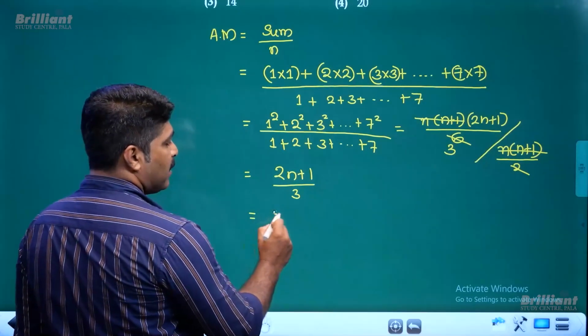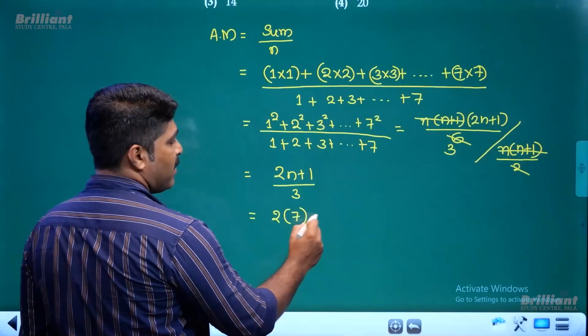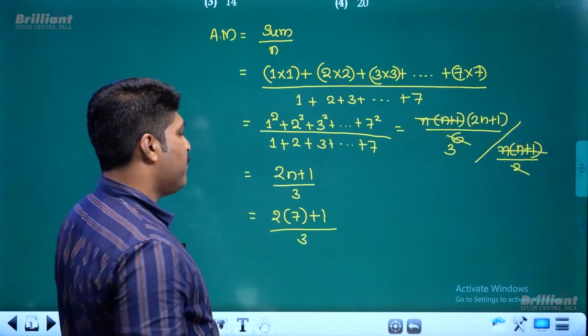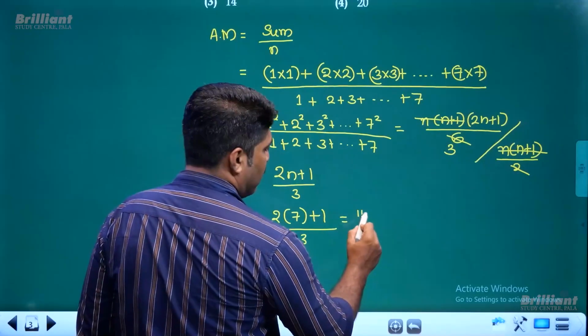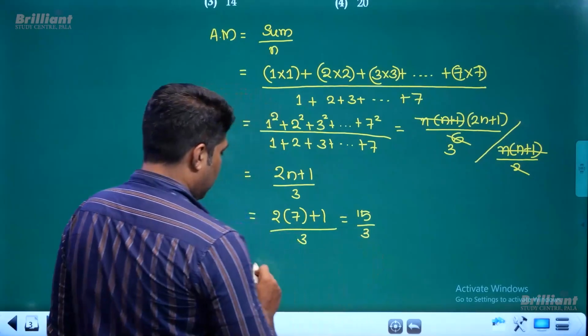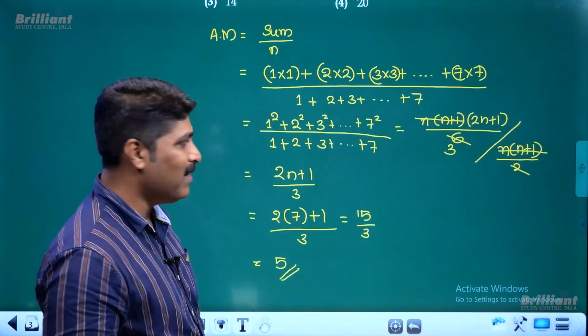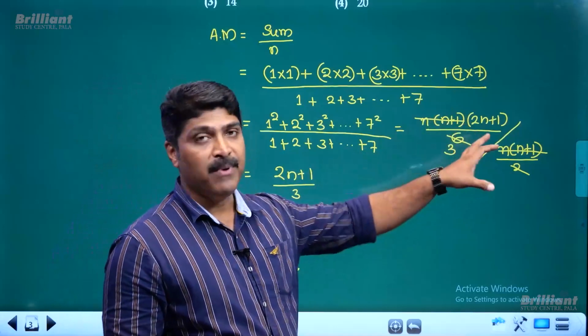So instead of n is equal to 7, this is 2 into 7 plus 1 by 3. How will it become? This is 2 into 7, 14, plus 1, 15. 15 by 3. The answer is equal to 5. Clear? So this step is very important.